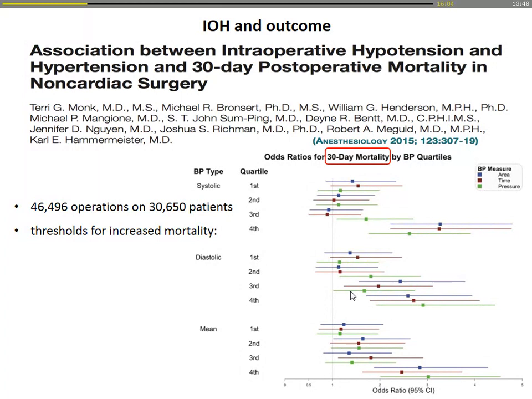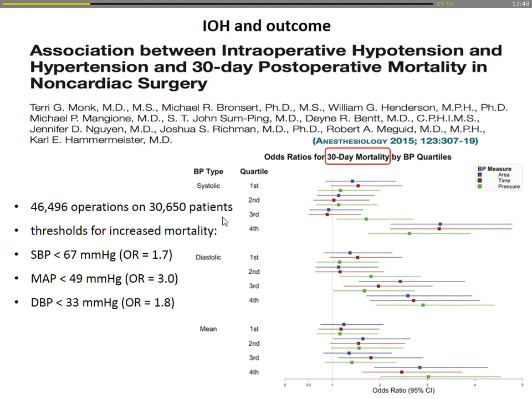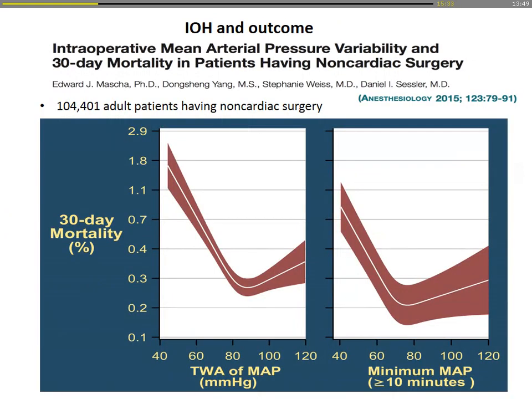This is another study, almost 50,000 operations in more than 30,000 patients, and they looked again at mortality. The thresholds were a systolic blood pressure below 67, which increased mortality by a factor of 1.7, mean arterial pressure below 49, and a diastolic blood pressure below 33 in that study. So clearly intraoperative hypotension is associated with increased mortality.